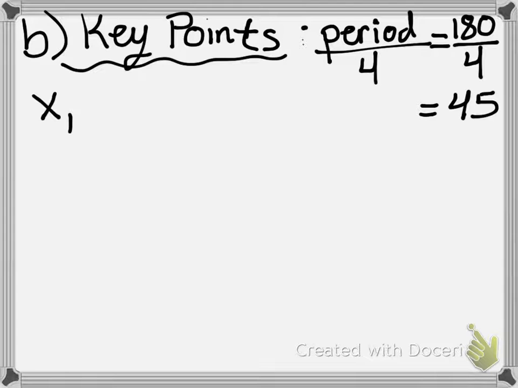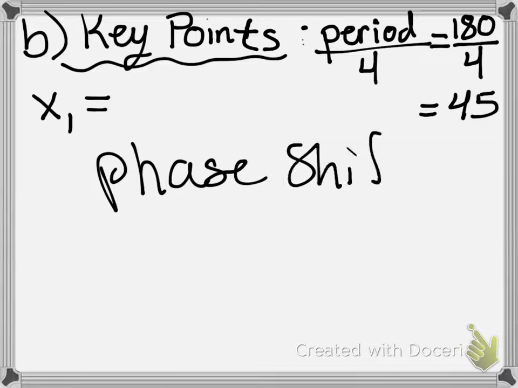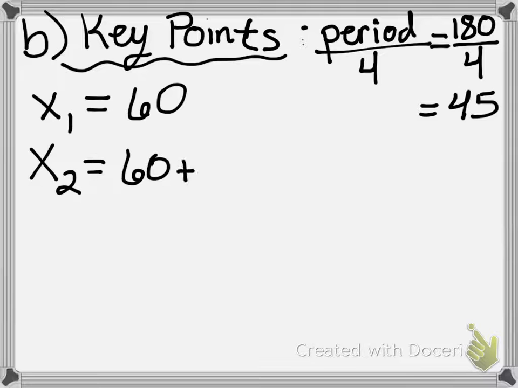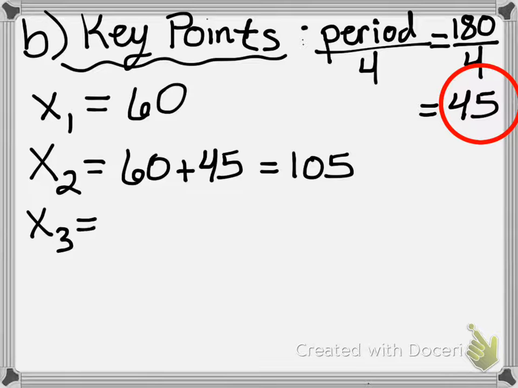So the first one is always going to be what the phase shift said. So phase shift answer goes here. And that was 60 degrees. To find our second key point, we take the previous answer and add our quarter, which this time was 45. And we keep doing that. Take the previous answer and add our quarter.